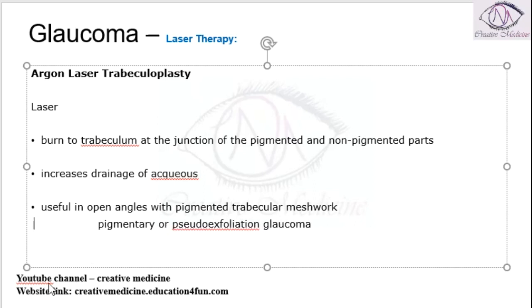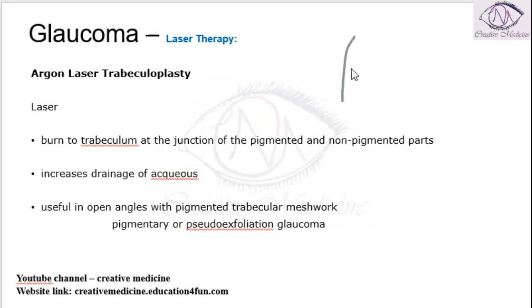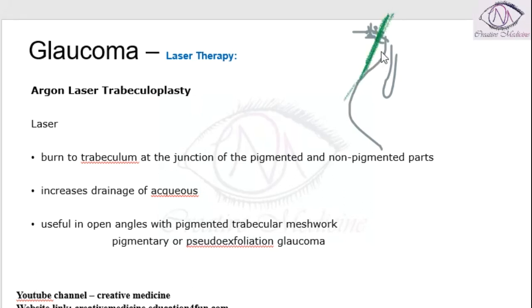So what is happening here? This is the cornea and this is the iris. Here there will be a trabecular meshwork. Because of the pigment deposition in the trabecular meshwork, there is closure of the trabecular meshwork. So if you give a laser and make a hole in the trabecular meshwork, the aqueous humor can directly drain into the trabecular meshwork, then Schlemm's canal, to the episcleral veins.